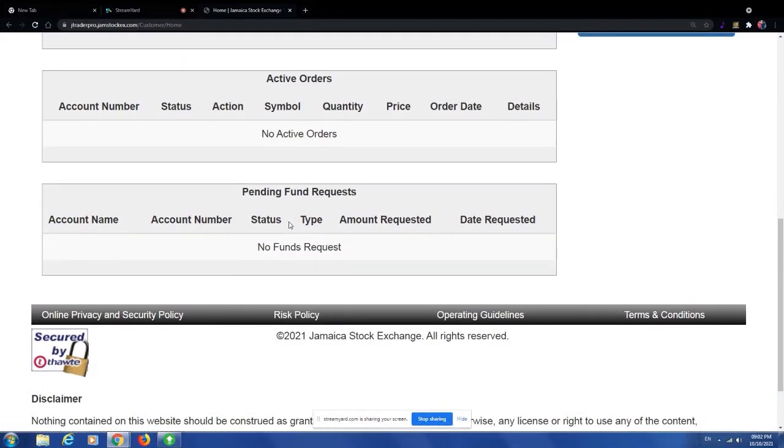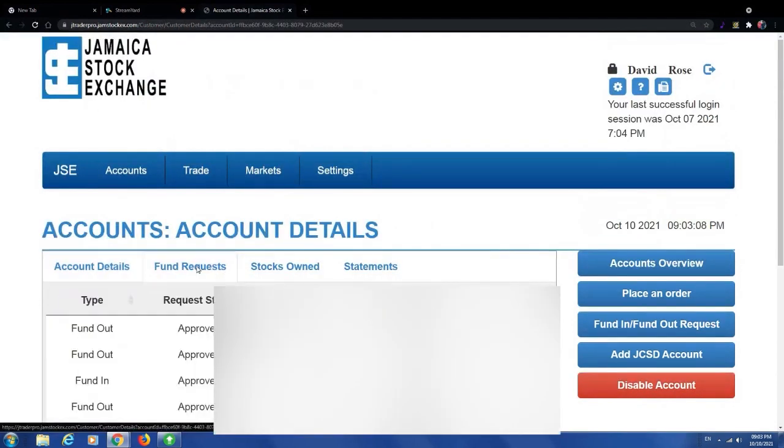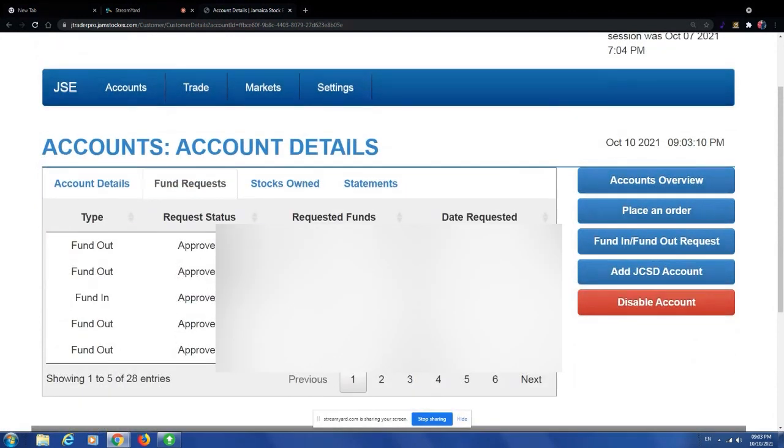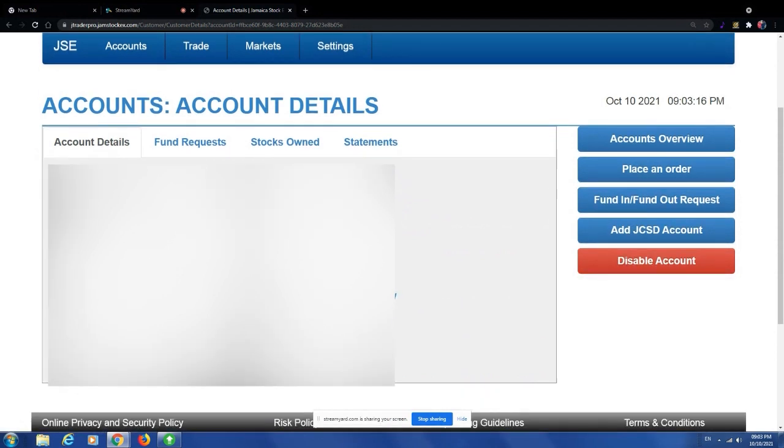And also, for those who don't know, right here on this section of the display, if I press view details, you're actually able to check and see your different funding requests. So you can see if a funding request is approved or denied, check how many stocks you own, and see your account details right here, to how much money you have in JMD or USD terms.